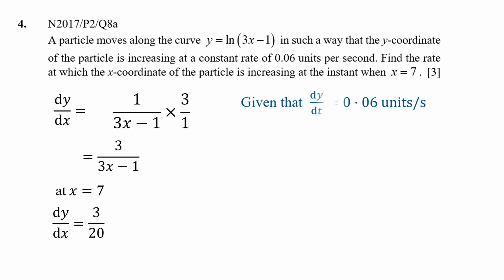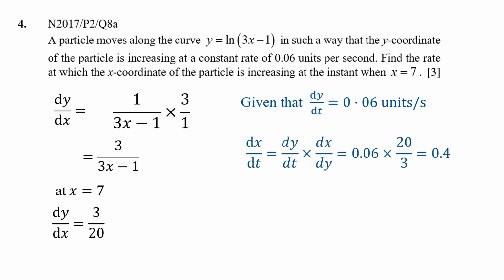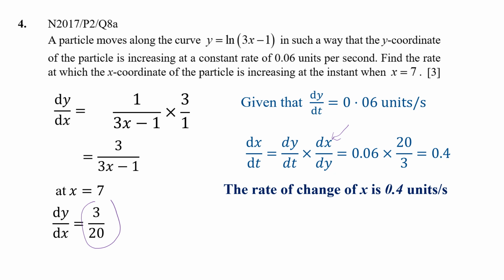Then you're given dy/dt to be 0.06. That's from the connected rate of change for dx/dt. All right, putting your dy/dt to be 0.06. And I need to flip this because what I need to substitute is dx/dy, not the other way around. So I will have to flip it to get 20 over 3. And that ends up getting 0.4. So to answer in proper English, the rate of change of x will be 0.4 units per second.